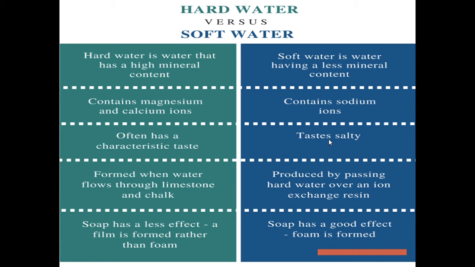Hard water is formed when water flows through limestone and chalk, and soft water is formed when it passes over an ion exchange regime. With hard water, soap has less effect, and a film is formed rather than foam. Soap has a good effect, and foam is formed, in soft water.